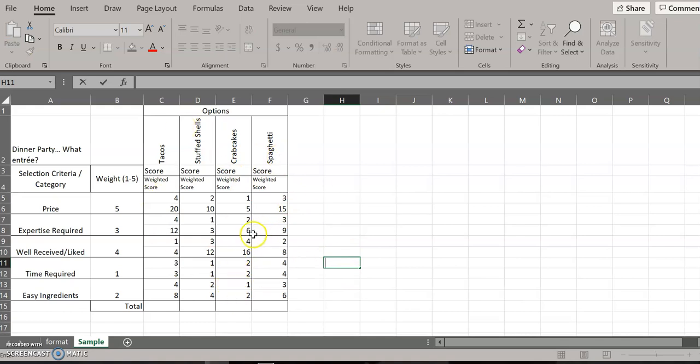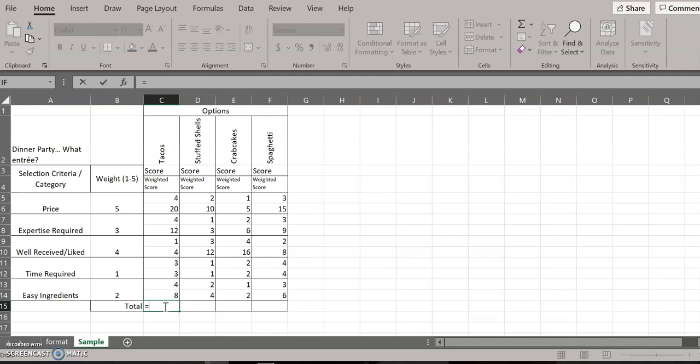Now I've got to figure out which one is the best idea. Which one's going to be the winner? Is it going to be tacos, stuffed shells, crab cakes, or spaghetti? So what I'm going to do here is I have to do some addition to get those totals. So I'm going to go equals.